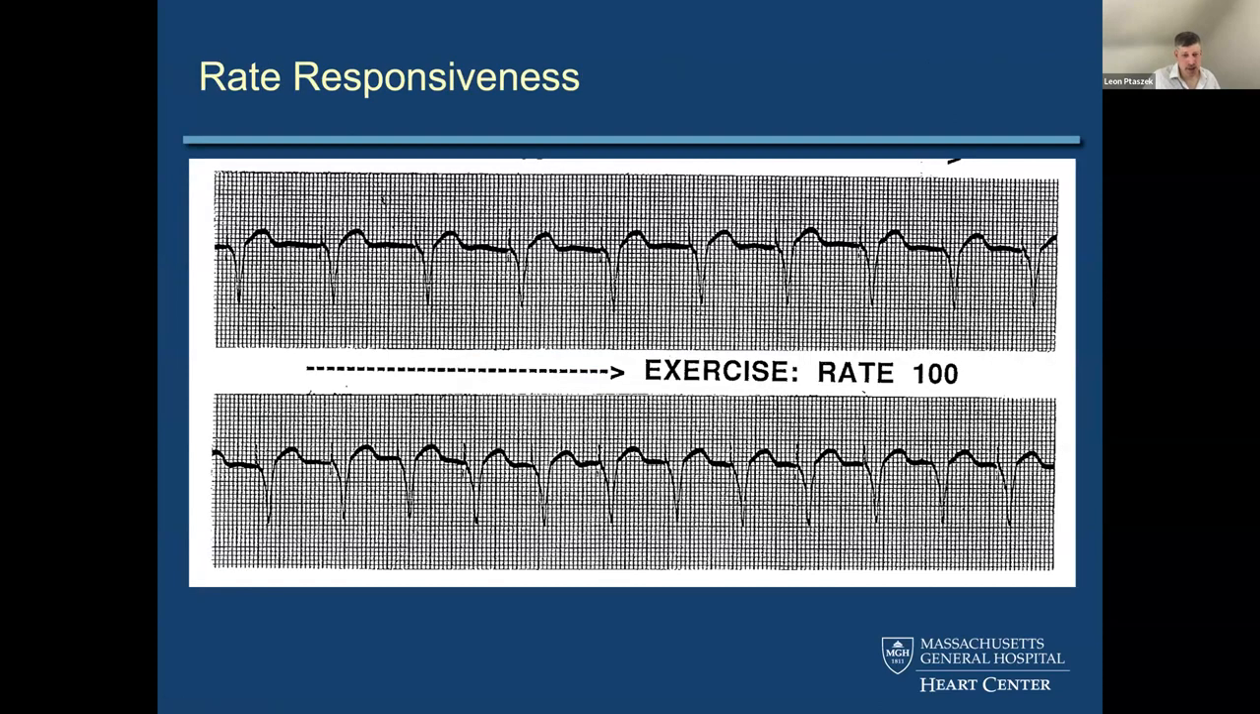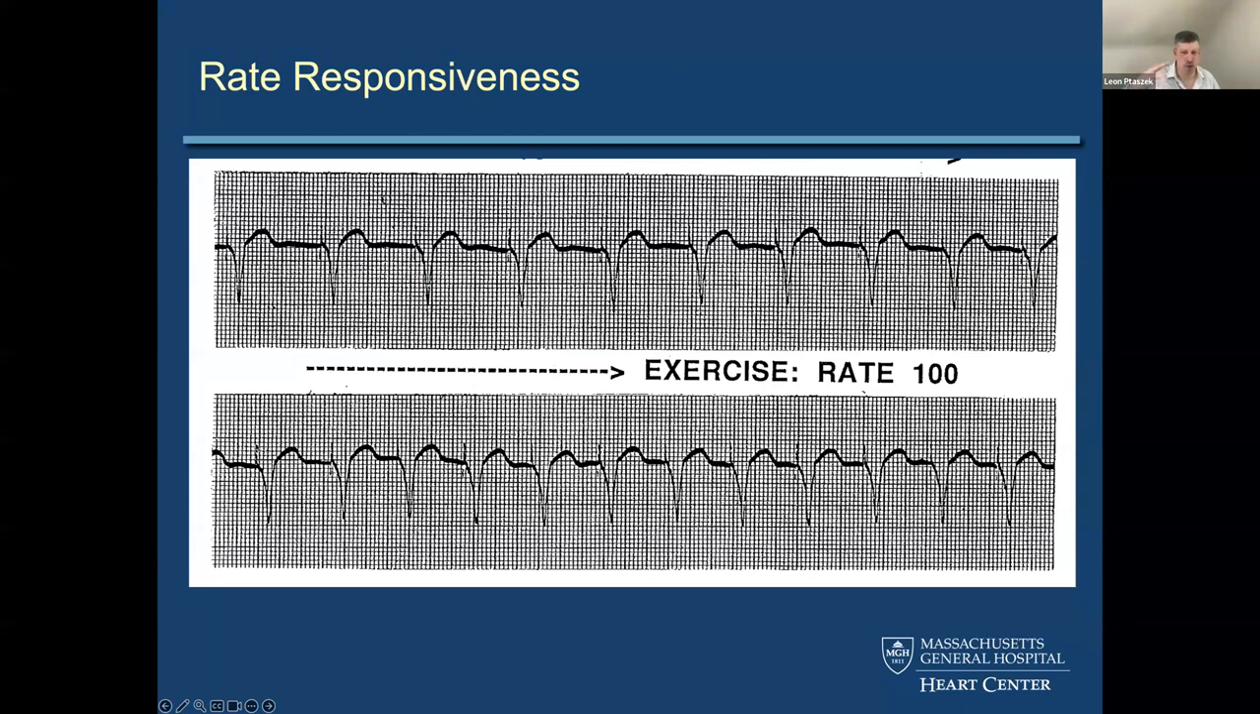So here is an example of rate responsiveness in the context of ventricular pacing. So here's somebody in whom there's really not an obvious P wave. There may be some evidence of P wave here and there, but really what we're focusing on is the fact that you've got a pacing spike followed by a wide complex QRS going across, consistent with ventricular pacing. And you see that the rate here is approximately 75 beats per minute.